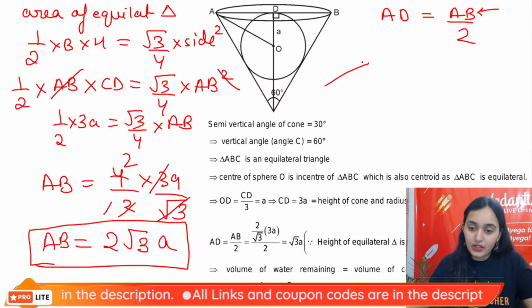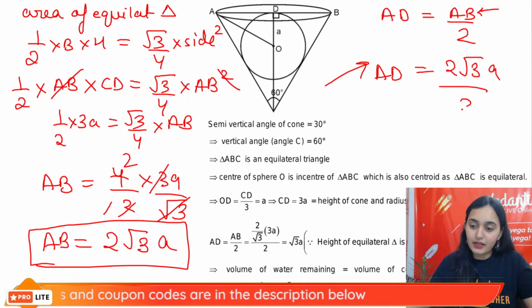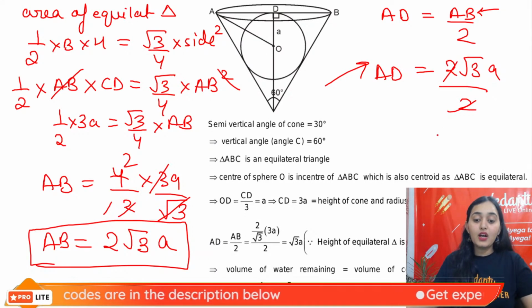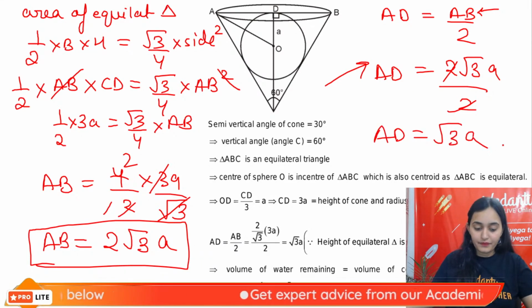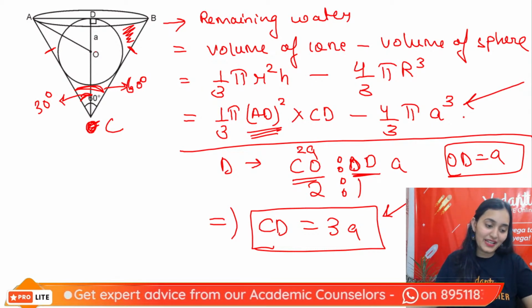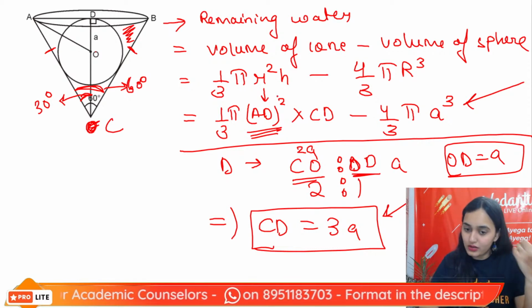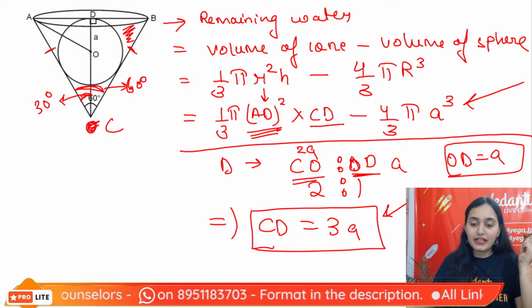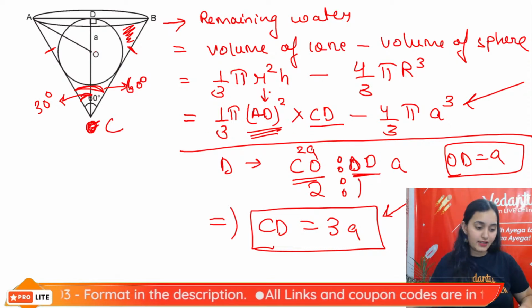And now we will put it over here. AD will be equal to 2 root 3A divided by 2, 2 2 cancel. We will get root 3A. So the value of AD is root 3A. Now we will put everything in this formula. Okay. So AD will be put as root 3A whole square and CD will be put as 3A. So put everything in this formula now and you will get the answer.